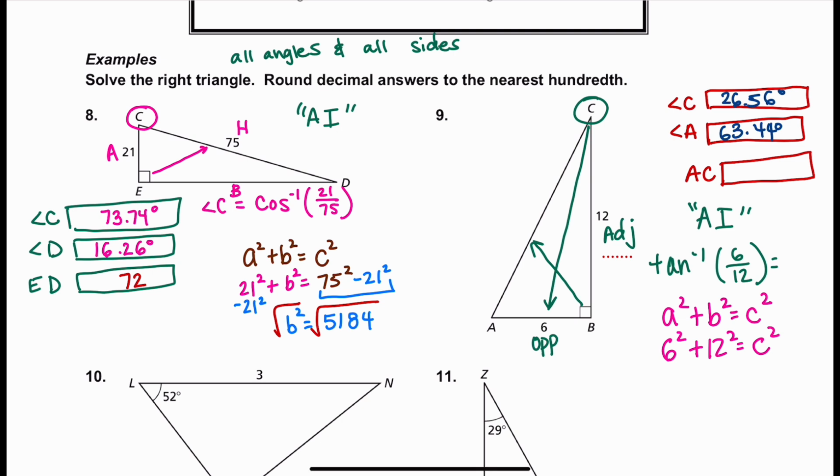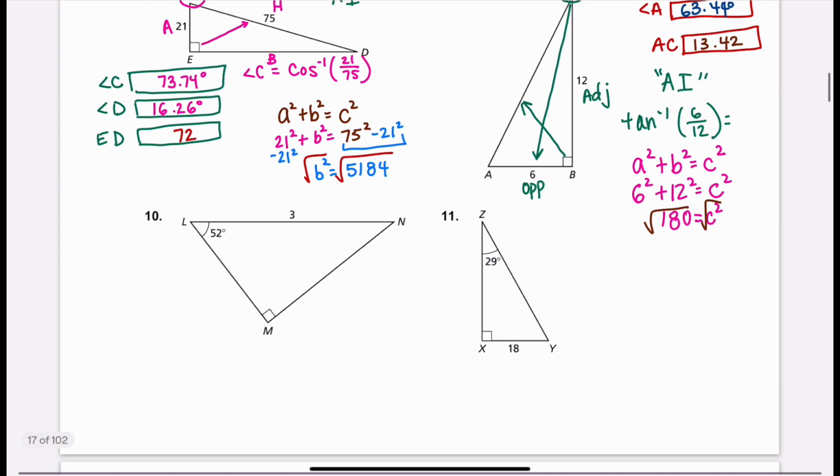So I'm going to have 6 squared plus 12 squared, and that equals 180. And so I want C alone. So I got to take the square root of the 180. And that gives me approximately 13.42 length. It says round to the nearest hundredth, so I'm just going to leave it like that.